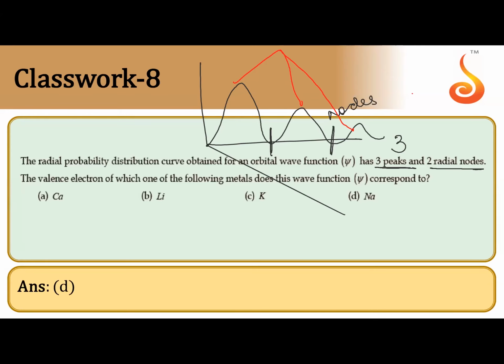2 radial nodes are there. Okay, so 2 radial nodes are there, meaning what is the formula for radial nodes? N minus L minus 1. Correct? So radial nodes are 2 and we know N right here. So 3 minus L minus 1. What do you get L as here?